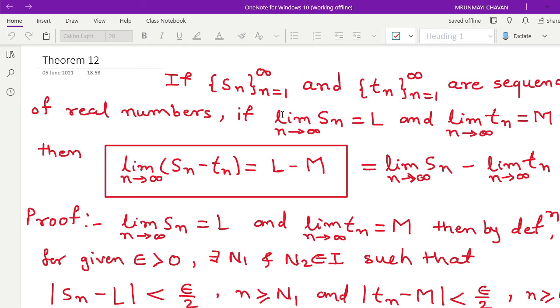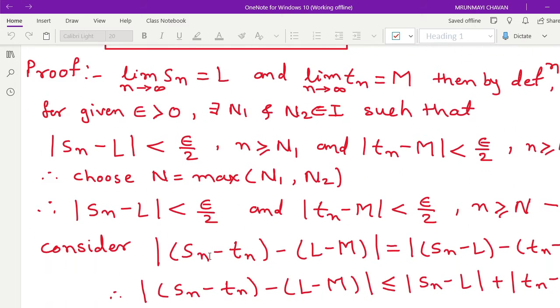sequence Sn, n equal to 1 to infinity, and sequence Tn, n equal to 1 to infinity, are sequences of real numbers, and if limit of Sn as n tends to infinity is equal to L and limit of Tn as n tends to infinity is equal to M, then limit of Sn minus Tn is equal to L minus M, or it is equal to limit of Sn as n tends to infinity minus limit of Tn as n tends to infinity. So similar to the previous theorem, we prove this theorem also.